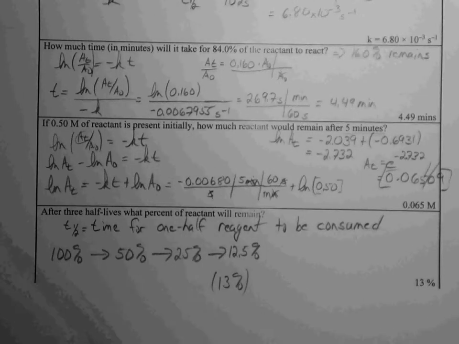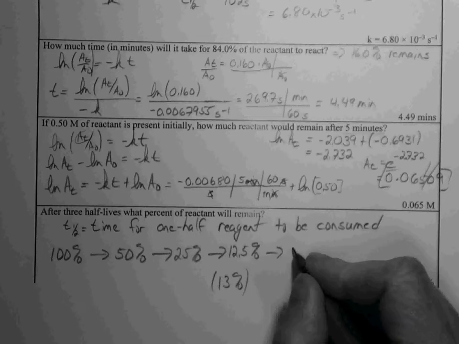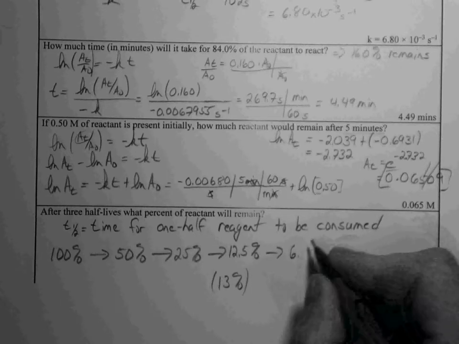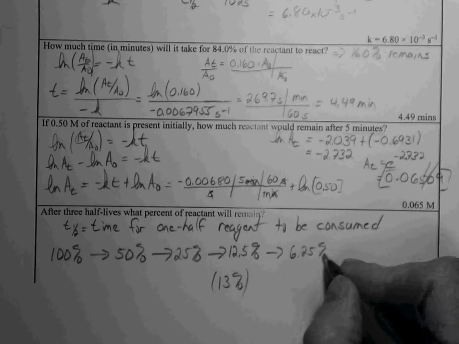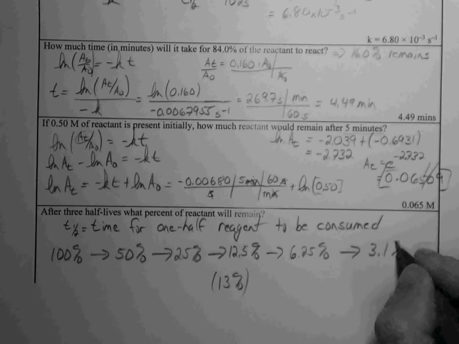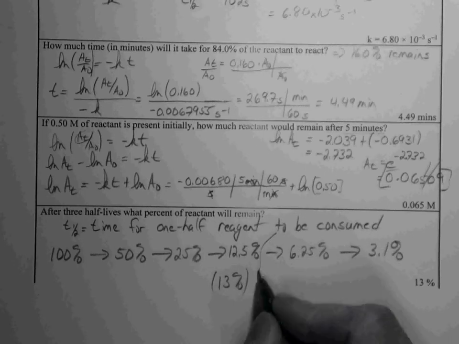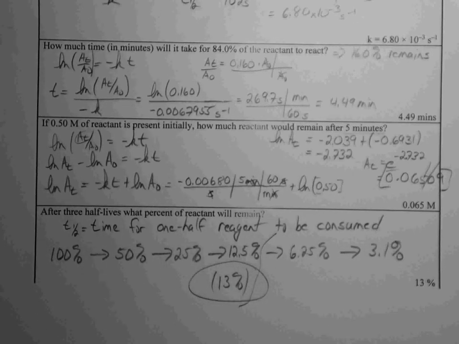If we were to continue with this, after 4 half-lives, we would be at 6.25%, and finally down to 3.1%. Okay, and these numbers are going to be especially useful to remember. But our final answer, after 3 half-lives, 13%.